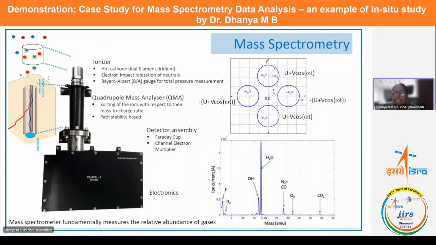So we can say at 18, this is something like 18 AMU. This is the peak corresponding to water. 17 AMU will be OH, and then 1 AMU H, 2 AMU H2 molecule. And at 28 AMU, it can be molecular nitrogen or carbon monoxide, like that. So based on mass to charge ratio, we identify the elements and then quantify how much of them are present.